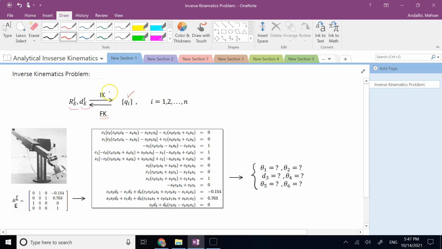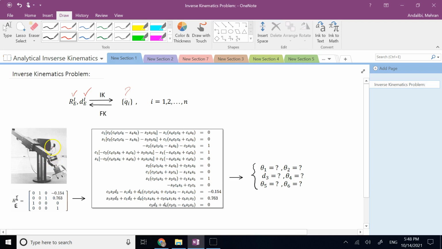Now in inverse, it's backwards. Clearly, I will give you the rotation matrix and the position of the end effector in base, plus the geometry of the robot, and then I ask you to give me back the joint variables, which basically means solving a set of algebraic equations that are nonlinear, and these equations are all coupled, so you have to solve them at the same time.